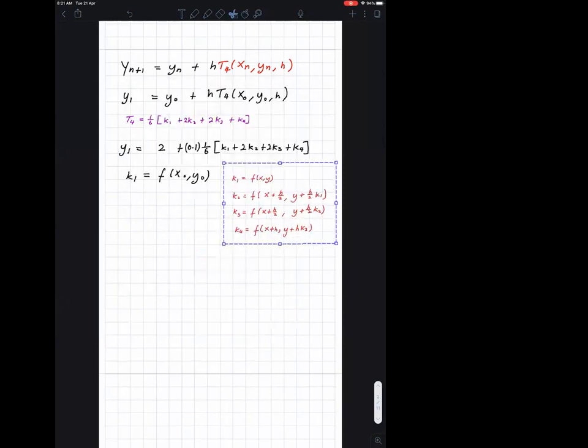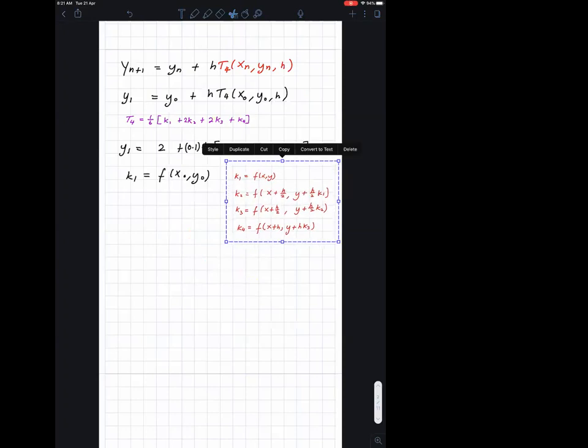I just put this on the side here. So K1 is f, a function of x and y. So the K1 here is going to be f(x naught, y naught), the initial points. So let's calculate what K1 is.